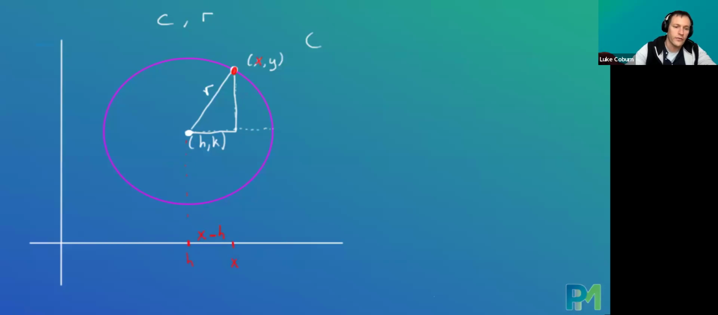And we'll do the same trick over here on the y-axis. So this here is, if we go across, this is K. If we go across, this is Y. And then this distance here is Y minus K. So this is Y minus K. This is X minus H. And this is r, okay? And this is a right angle triangle.